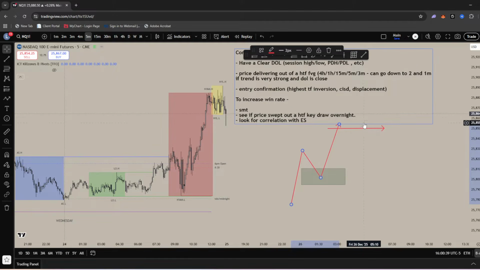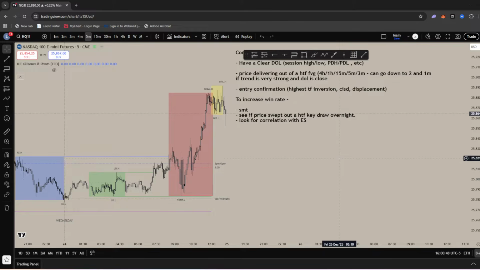But again, you can go down to a 2 and a 1 minute if the trend is super strong and the draw is very strong and the draw is close. So it's all going to depend on discretion. You'll see what I'm talking about when I get more into the examples.